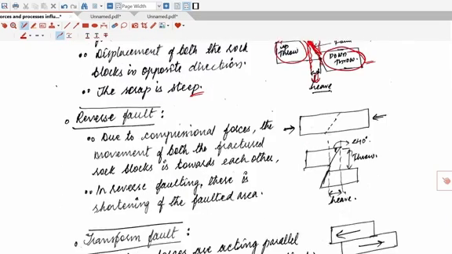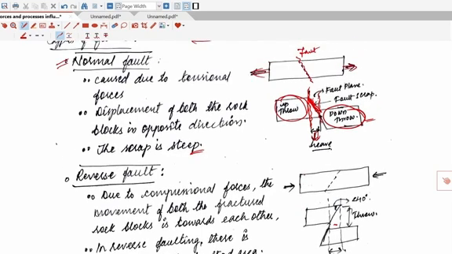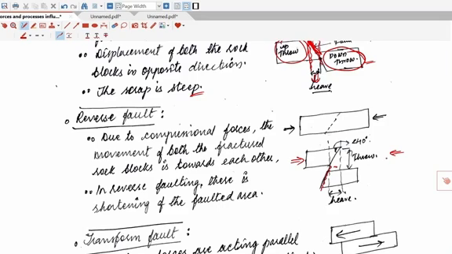And the reverse fault, here what happens is the block makes a kind of angle and it gets uplifted. Due to the compressional forces, there is movement of both the fractured rocks towards each other. In reverse faulting, there is a shortening of the faulted area. See, there is a shortening of faulted area. So mainly this acts on compressional force.